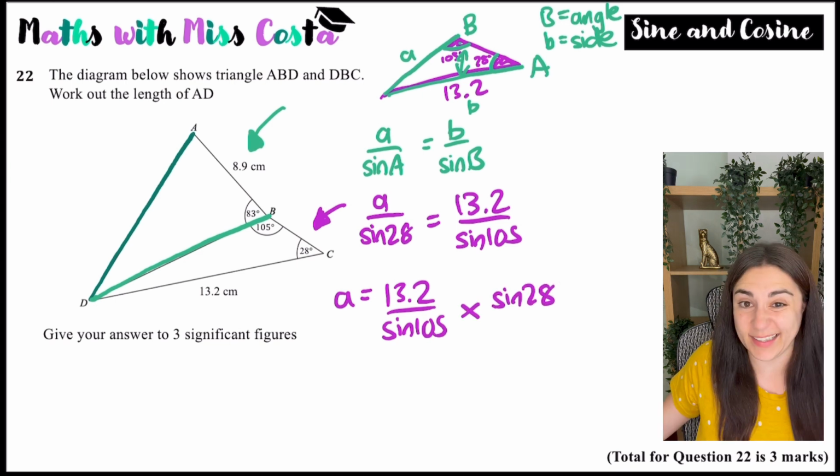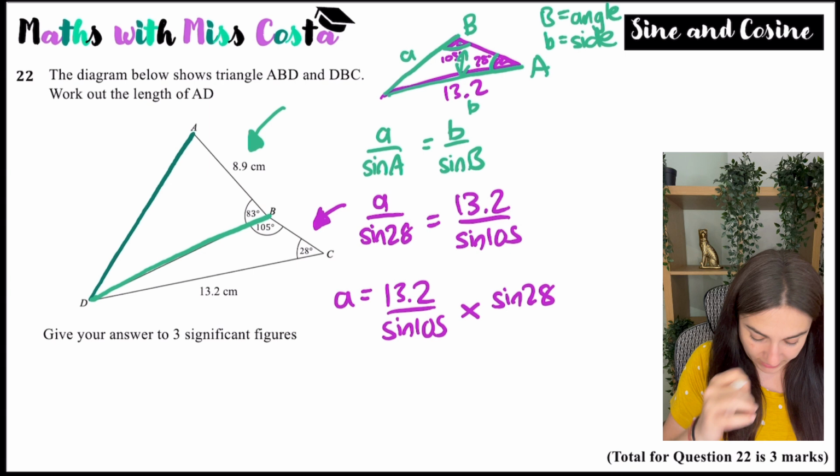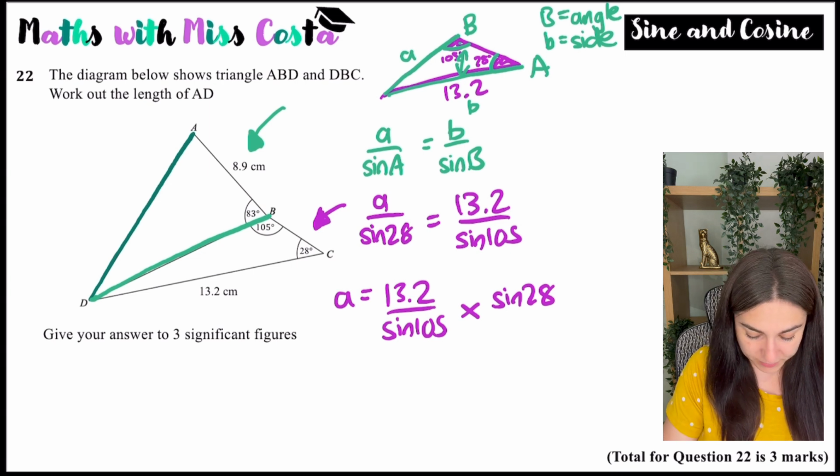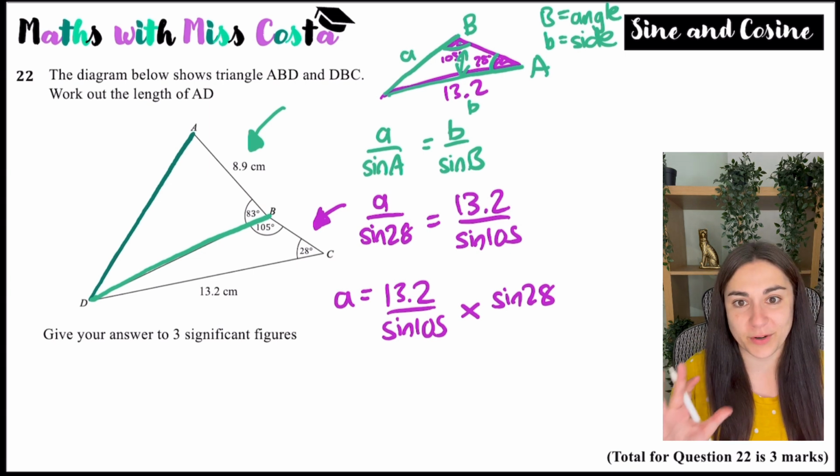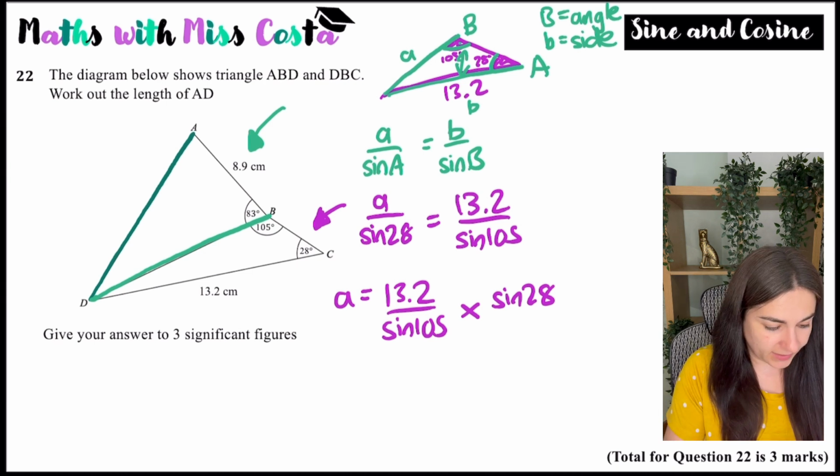So a nice and easy one, really, to begin with. So I'm just rearranging it to make a the subject. This is why rearranging formula is so important. So 13.2 over sine 105 times by sine 28.